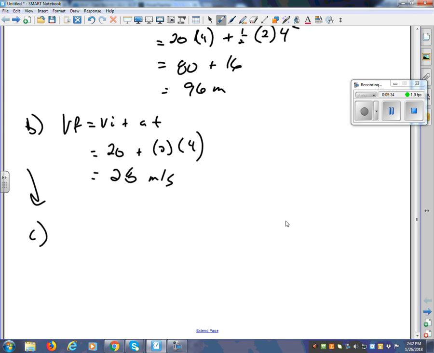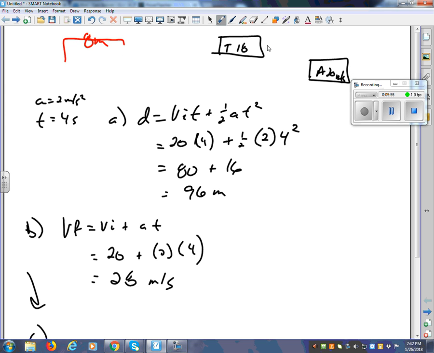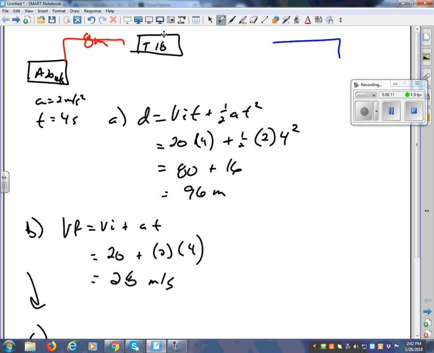Okay, so part C, if the car was originally 8 meters behind the truck when it pulled up to pass, so in other words, this distance here is 8 meters. How far in front of the truck is the car 10 seconds later? So 10 seconds later, the car is going to be over here, and the truck's going to be here somewhere, right? And the question is, what's that distance there? Really, you just need to know how far does the car go in 10 seconds, and how far does the truck go in those 10 seconds?